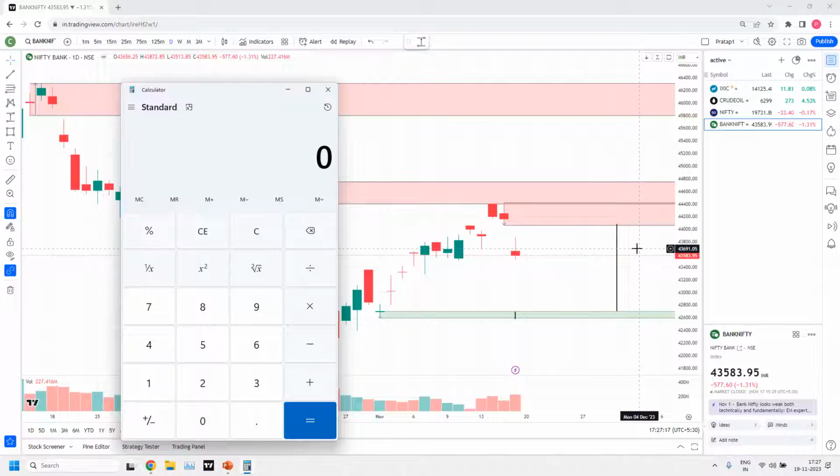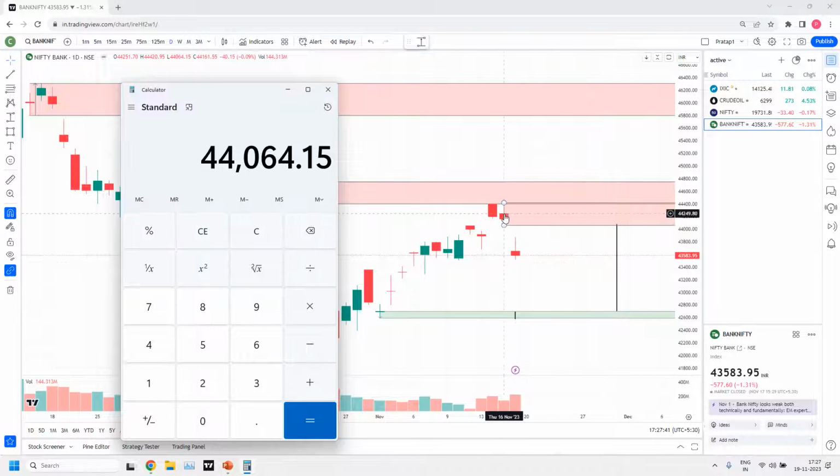What is the reward? Now the supply zone low has not changed. That still remains, but your entry point is changed. So what is the low of the supply zone? 44,064.15. Let me check, is it the same? 44,064.15. Yes. Minus. So what is the highest body of this candle?